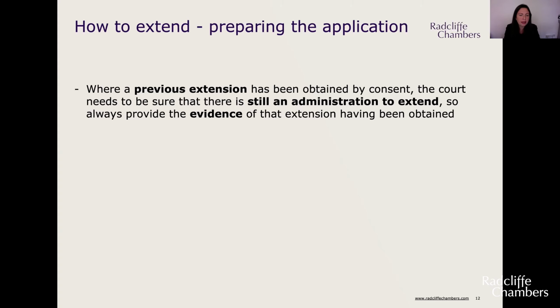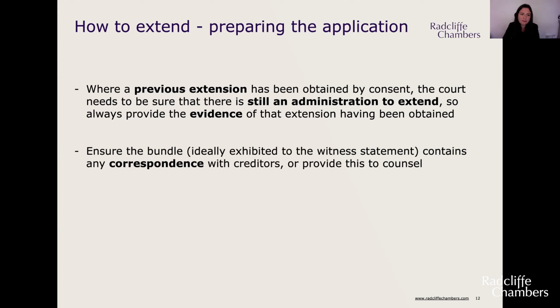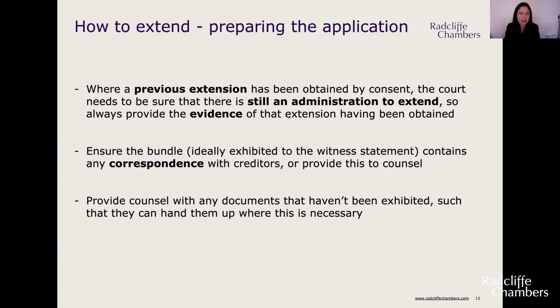So always provide evidence that the extension was obtained. Make sure the bundle contains relevant correspondence. It's helpful, for instance, to show the court that the secured creditor also consents, or preferential creditor, or anyone else who matters or is relevant to the particular facts of your case, has consented to a further extension. And you should provide that to the court, or alternatively, if you haven't put it in the bundle, to counsel, so that they can provide it to the court if they're interested in seeing it.